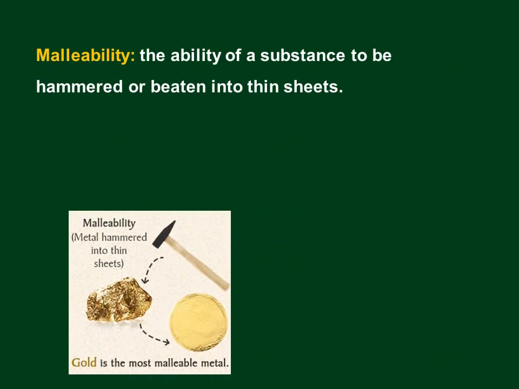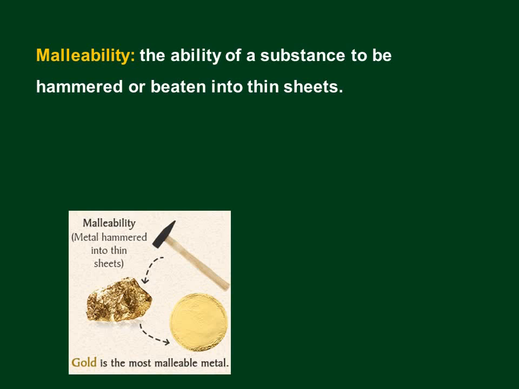Malleability. What is meant by malleability? Metals are malleable, as you can see in the figure. You can hammer a piece of metal to become a thin sheet. So malleability is the ability of a substance to be hammered or beaten into thin sheets. To hammer a piece of metal and form a thin sheet is called malleability.